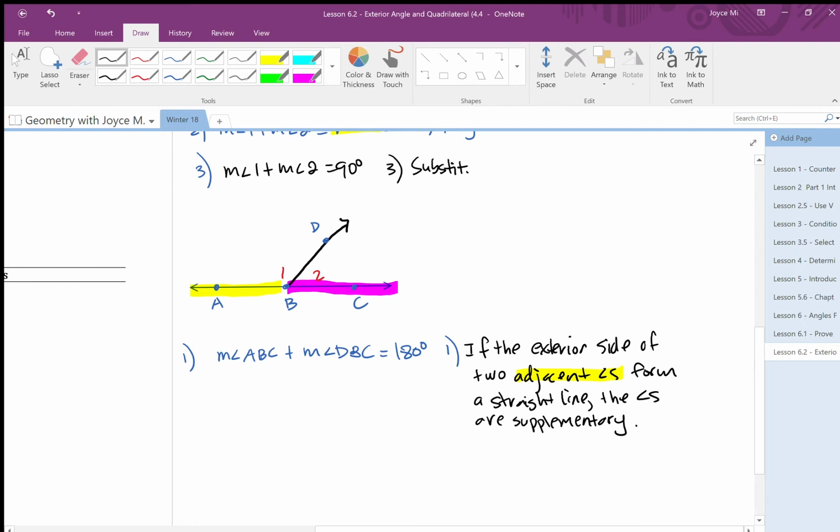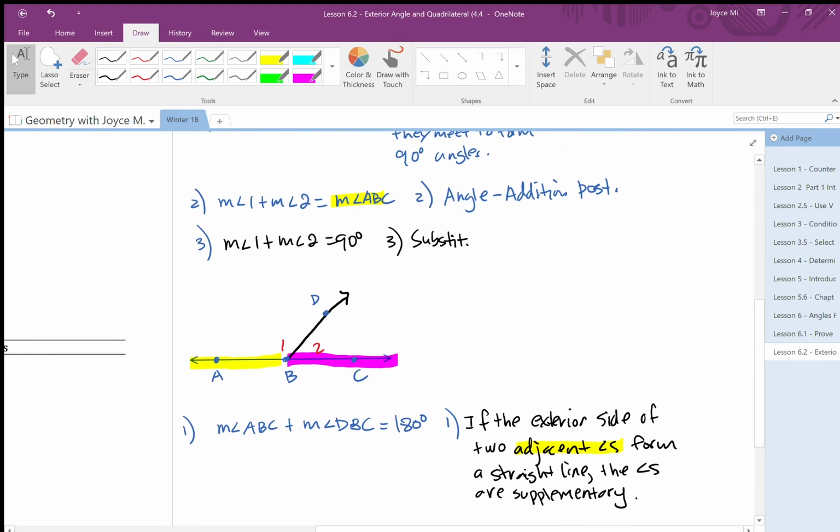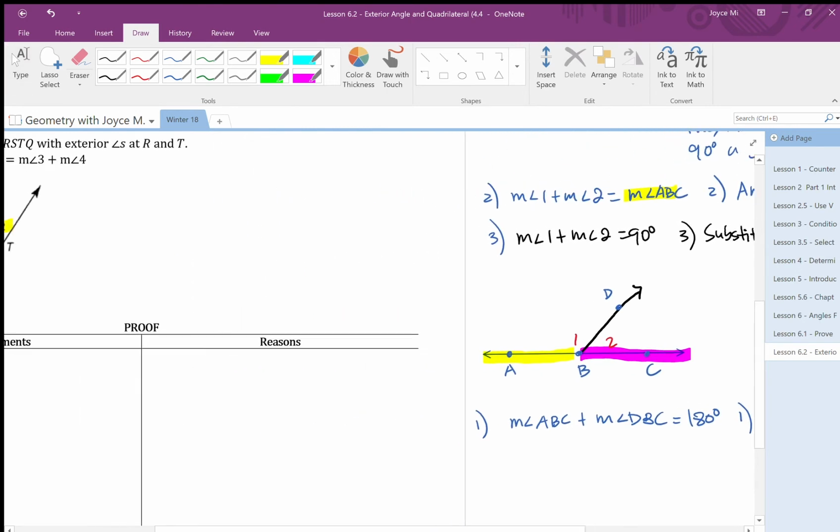That's what adjacent angles means. So be careful when you write justification for that. We've been using this one in class quite often, so please do not confuse them. Now I'm going to use this. We're just going to do the proof on the right hand side over here.